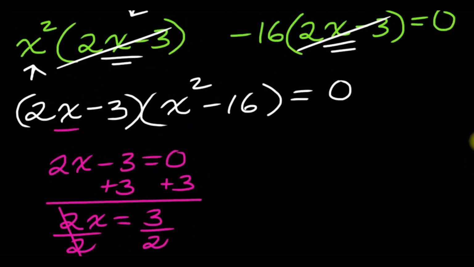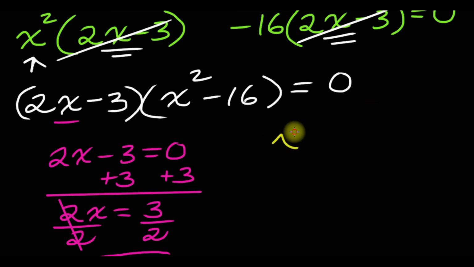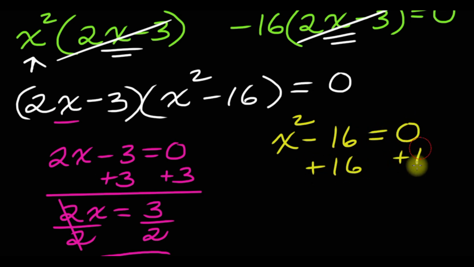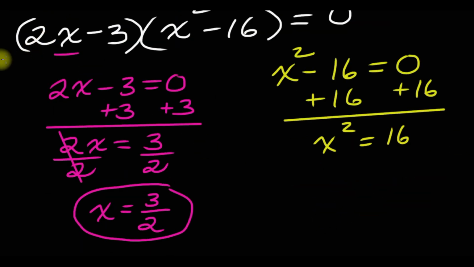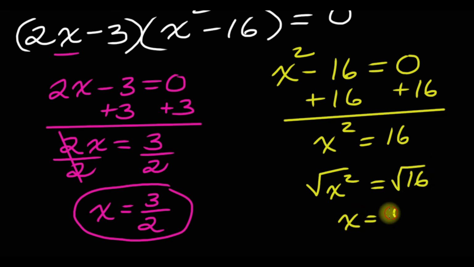Look at the other one. Here you have x squared minus 16 equals 0. So plus 16, x squared is 16. And then to go from x squared to x, you're going to take the square root of it. So square root of x squared, square root of 16. So x is going to be plus or minus 4.